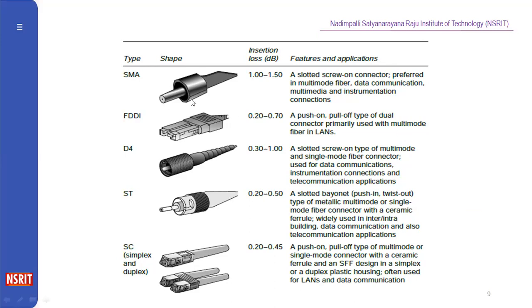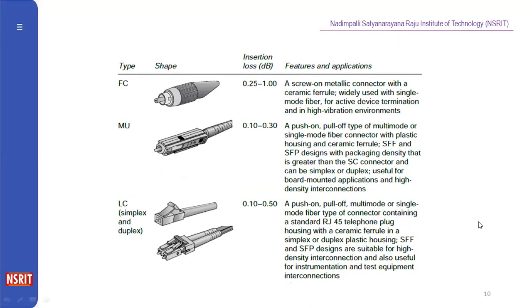SMA fiber connector. This is used for multi-mode fiber data communications. FDD type will be of this type, and the loss that we can experience is 0.2 to 0.7 dB. This is a push-on, pull-off type, and it is used for LANs. D4 is of this shape, and the loss is 0.3 to 1 dB. You can pause the video and go through these losses. There are other fiber types you can observe.